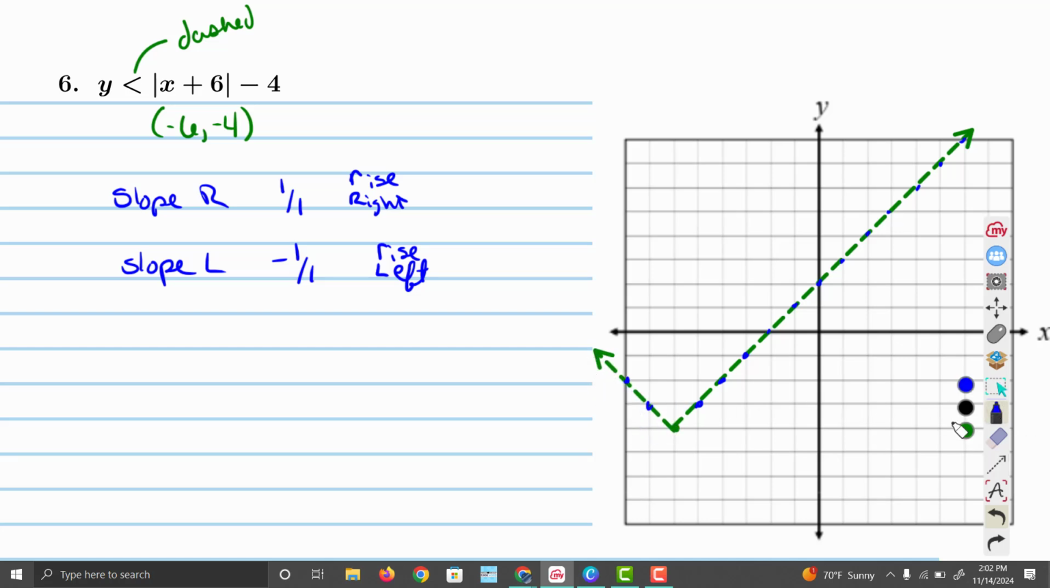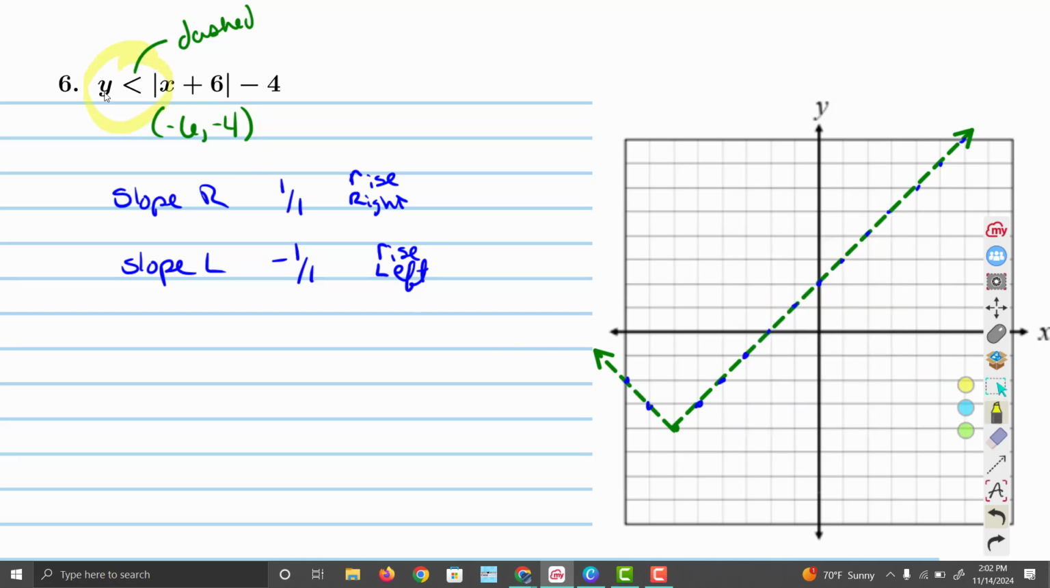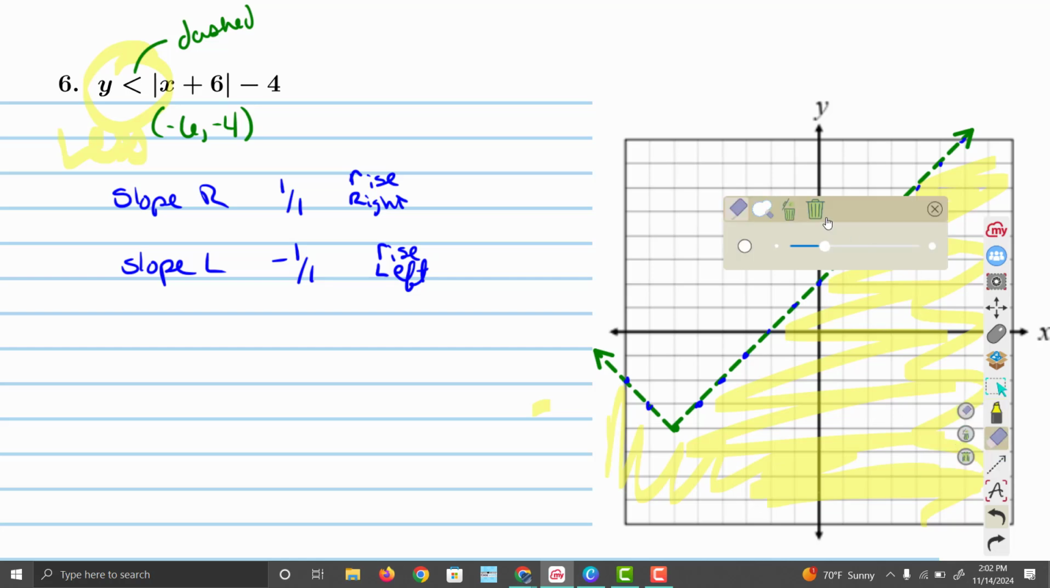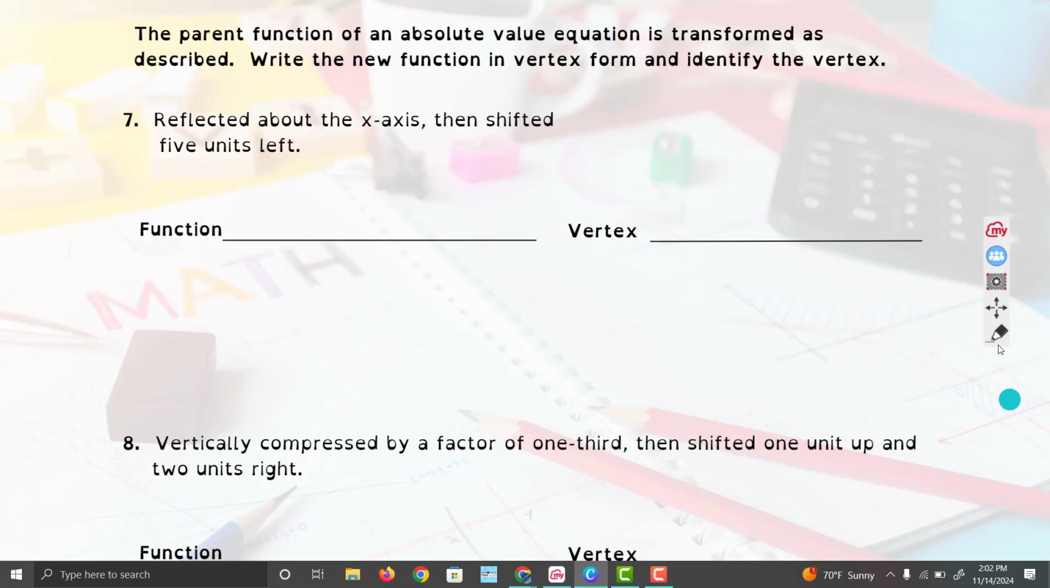Now we need to figure out where we're shading. So when I shade, it's less. So that means lower. And so that's where I would shade. And so now going to the last one.